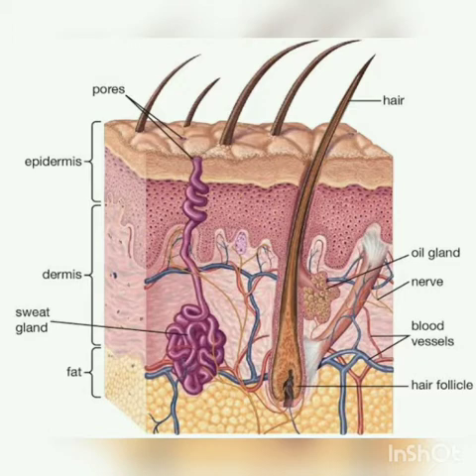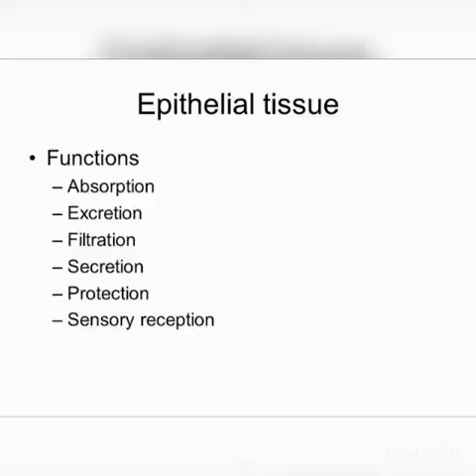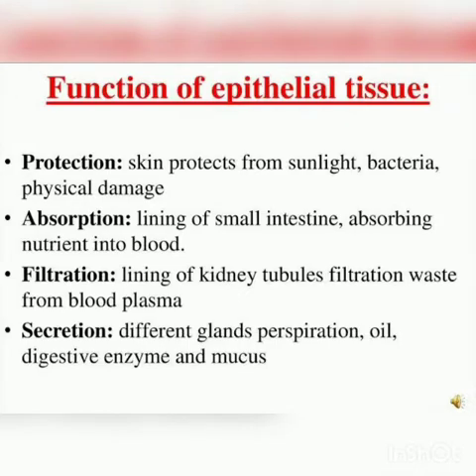So what is the function of this epithelium? This includes protection, absorption, filtration, excretion, secretion, and sensory reception. This epithelial tissue helps in protection, it absorbs and it filters, it excretes the waste, it secretes and it acts as a sense organ, that is the sensory reception.